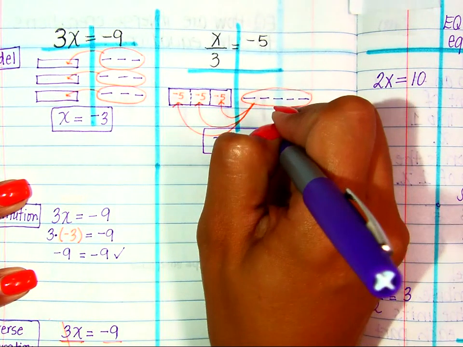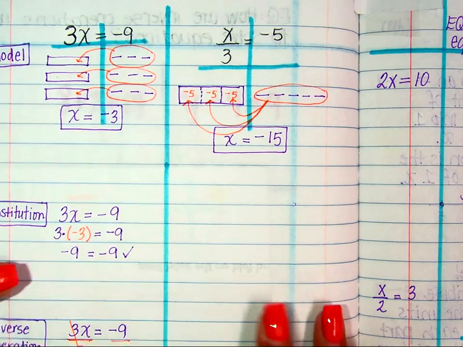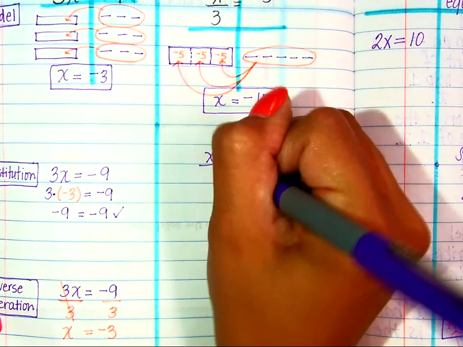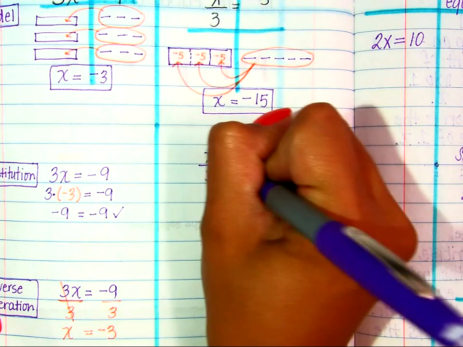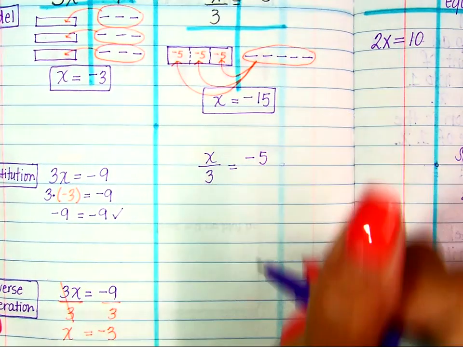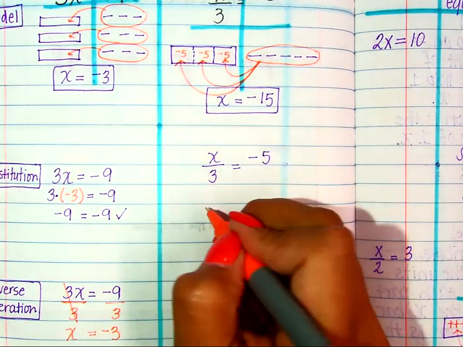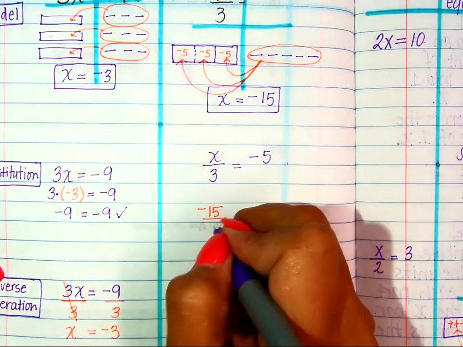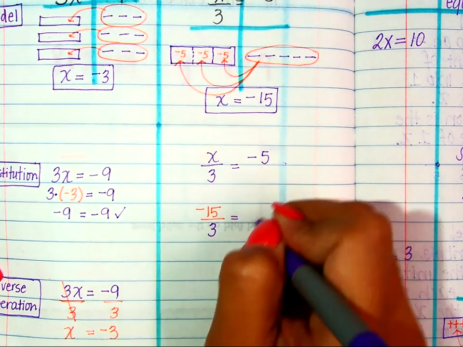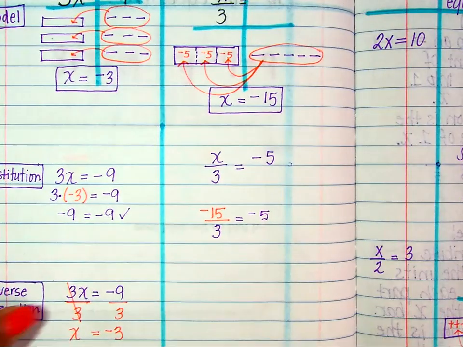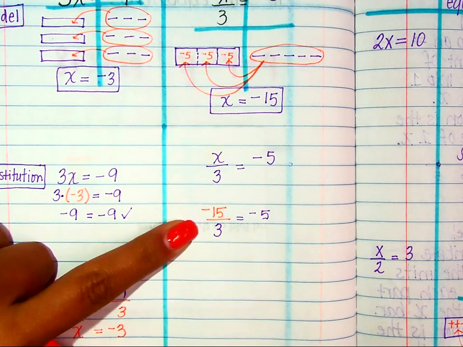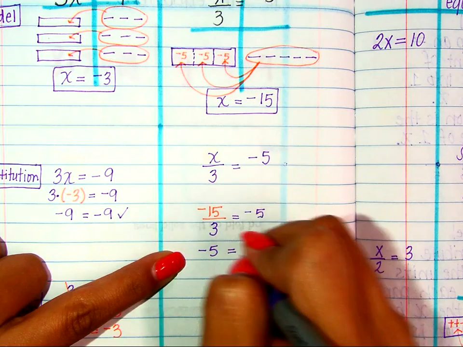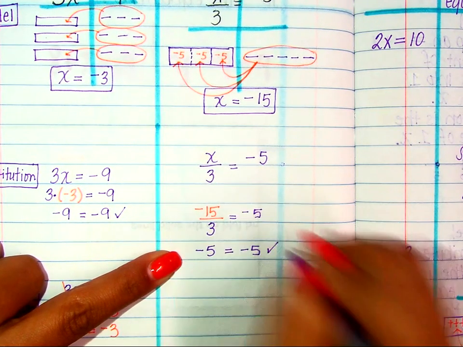Okay. Using substitution, start with the original equation. X divided by 3 equals -5. We're going to substitute -15 in the problem and see if that is equivalent to -5. So -15 divided by 3 is equivalent to -5. Therefore, -5 equals -5. Our substitution shows that we have the correct answer.